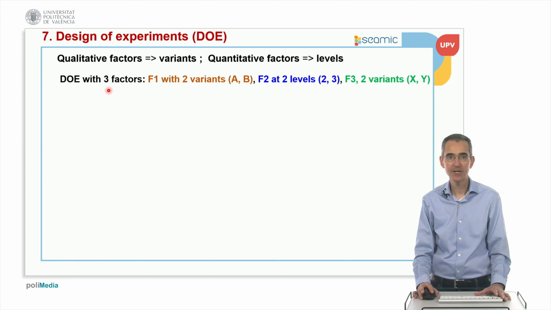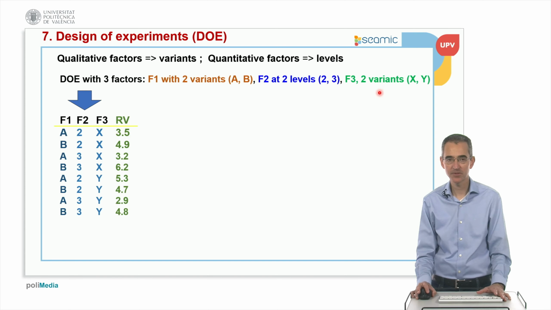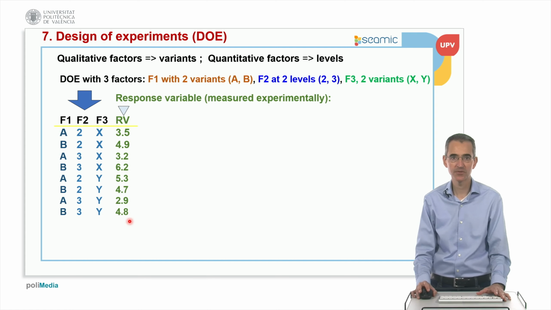Now imagine that we have a DOE, a design of experiment, with 3 factors. F1 with 2 variants, like 2 types of catalyst, F2 at 2 levels, imagine pressure equal 2 and pressure equal 3, and F3 at 2 variants, for example, 2 types of suppliers. Imagine that we run this experiment, and this is the experimental result that we get. This is the response variable, which is measured experimentally.